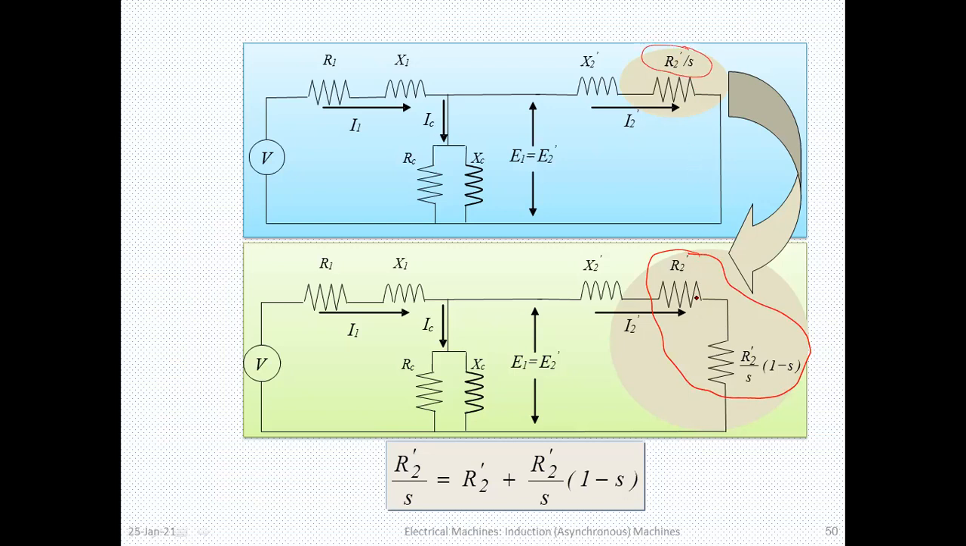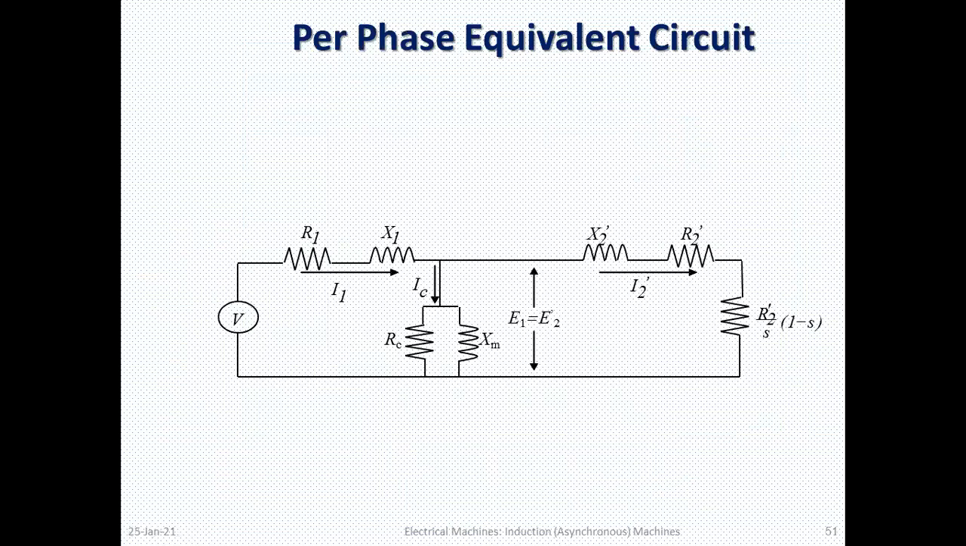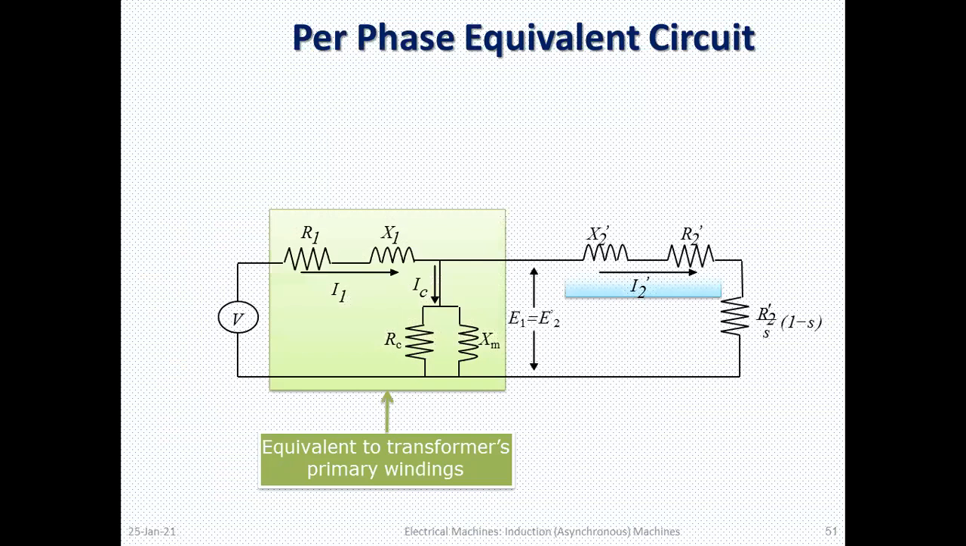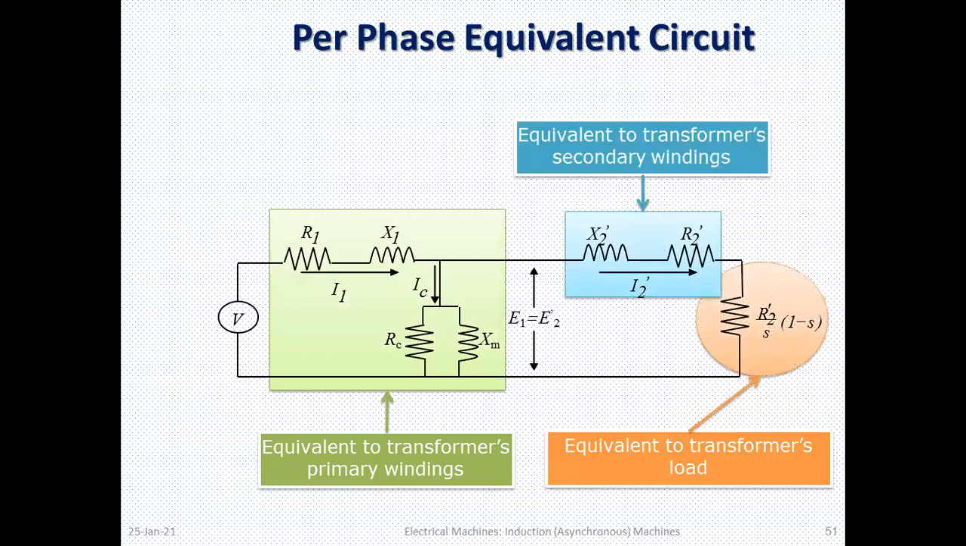If we add these two values, R2 dash by S, the S will cancel out here, minus R2 dash will be there, and minus R2 dash plus R2 dash will cancel out, and we will get the same thing here. So this R2 dash is explained here, and this equivalent circuit is slightly modified into the two components R2 dash and R2 dash multiplied by 1 minus S divided by S. So finally this equivalent circuit is written like this.